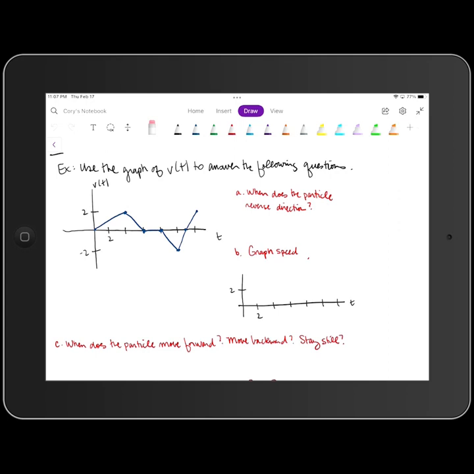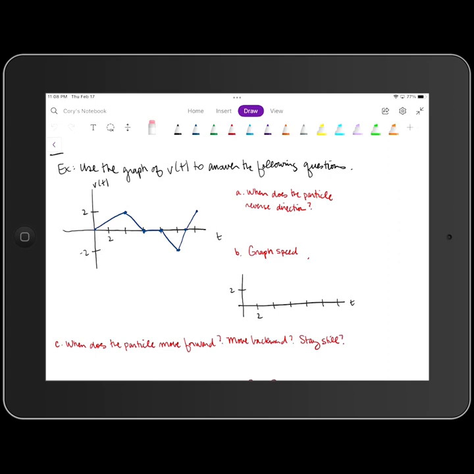So for part A, the question asks, when does the particle reverse direction? So we know that the direction of movement is dictated by the sign of velocity. So the particle is going to reverse direction where velocity changes sign from positive to negative. That means the particle is going to go from forward to backward, or if velocity changes sign from negative to positive, it's going to go from backward to forward.